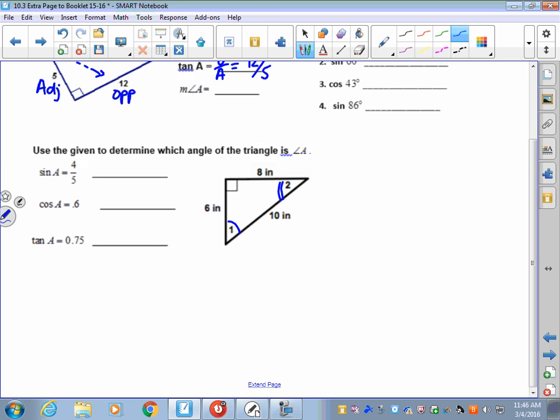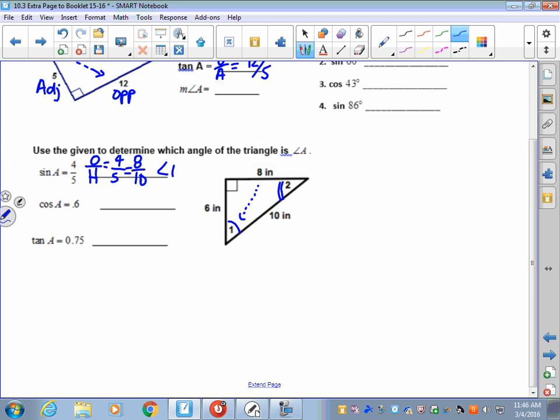Now, since this is sine of A, sine is always opposite over hypotenuse. That lets me know that since the 4 is on top, 4 represents the opposite side, and 5 is the hypotenuse. So what relationship could give me a 4 over 5? Okay, so I don't have a 4 over 5, but I could do 8 over 10. That would also equal 4 over 5 when I reduce it. So that lets me know that 8 is the opposite side. So I look opposite 8, that would be angle 1. So angle A is angle 1 for this to work.